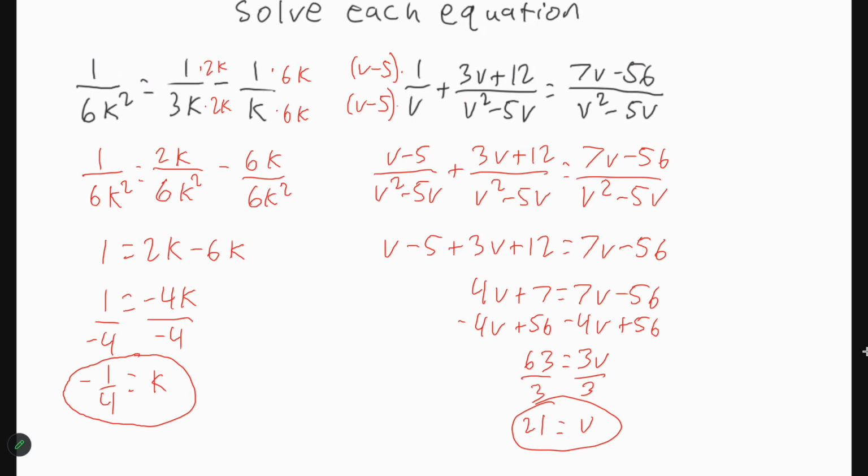And again, we do need to make sure that that isn't one of the excluded values, but the excluded values would be 0 and 5. 21 is not 0 or 5, so that works, and that is good.